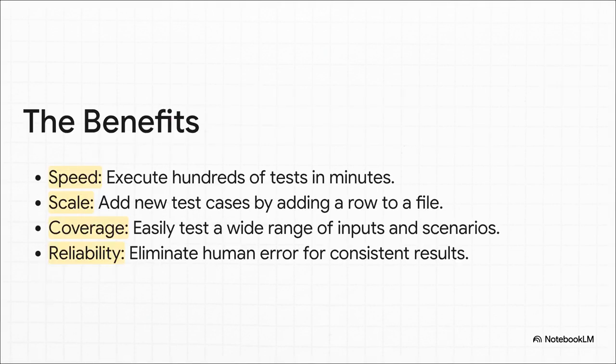So this brings us to the big benefits. First off, speed. You can run hundreds of complex tests in the time it would take you to do just a few by hand. Second, scale. Adding new tests doesn't mean writing more code. You just add a new row of data. Third, coverage. You can easily test all sorts of weird inputs and edge cases to find more bugs. And finally, you get reliability. Automation gets rid of human error, so you get results you can actually trust every single time.